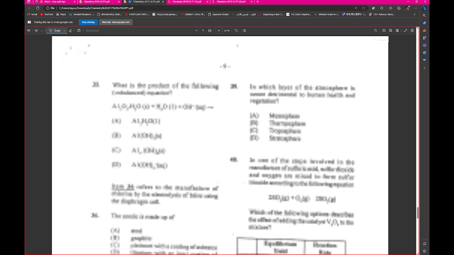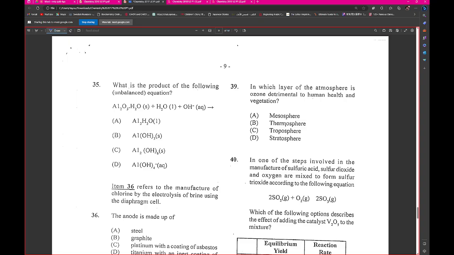Alright, so let's look at this now. What would be the answer for this? What is the product of the following unbalanced equation? The valency of aluminium should allow you to get this. The valency of aluminium is 3 plus, right? And OH is negative. That means that you need 3 OHs to balance that, right?